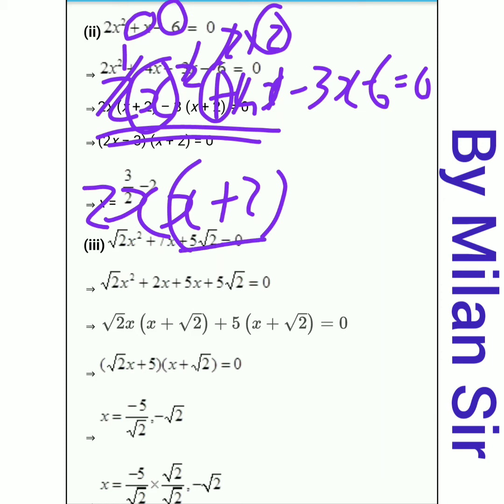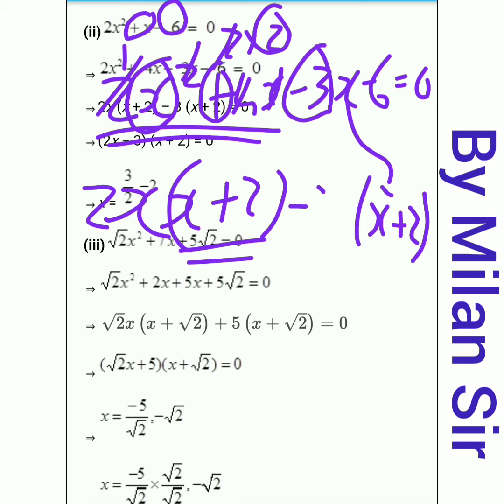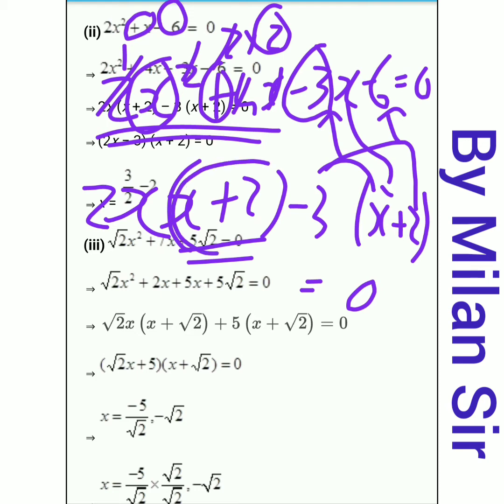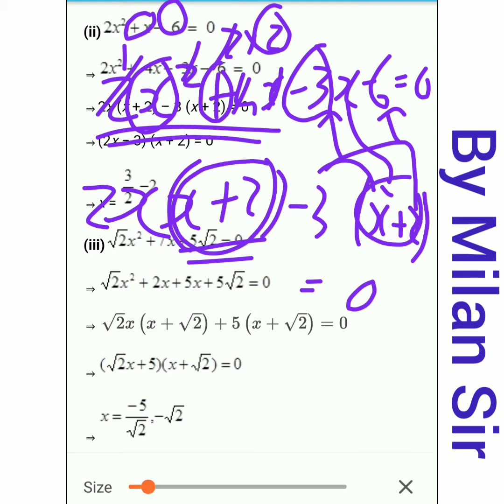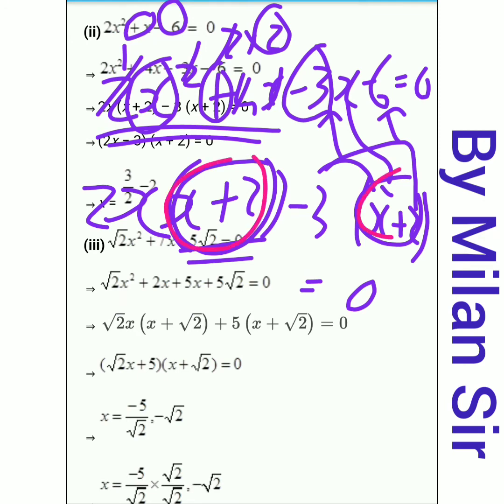Now the same thing, the same bracket we need to write here, (x + 2), and we need to look at our third term, it is -3x. x is already present in the bracket, so -3 is remaining, so put -3 here. Okay, now -3 into x is -3x, and -3 into +2 is -6, right? Means our arrangement is correct. Okay, = 0. Now x + 2 is the same in both these brackets, right? So we can take it common.